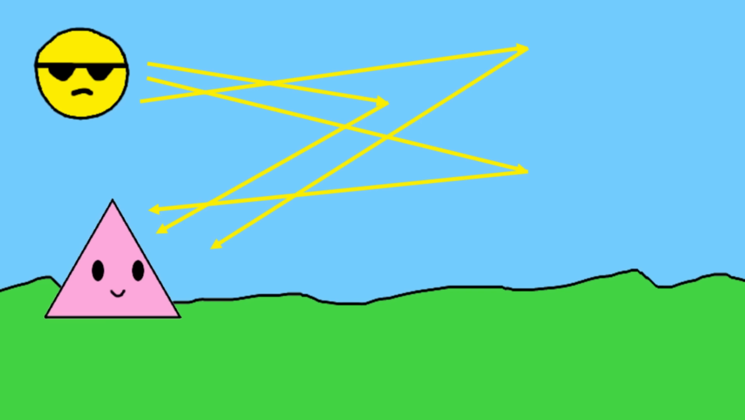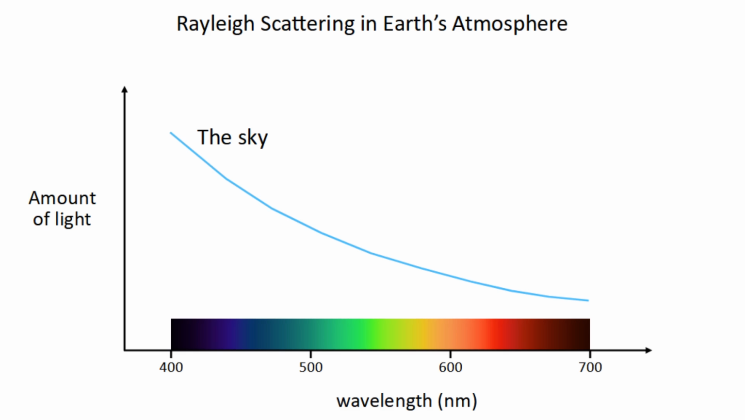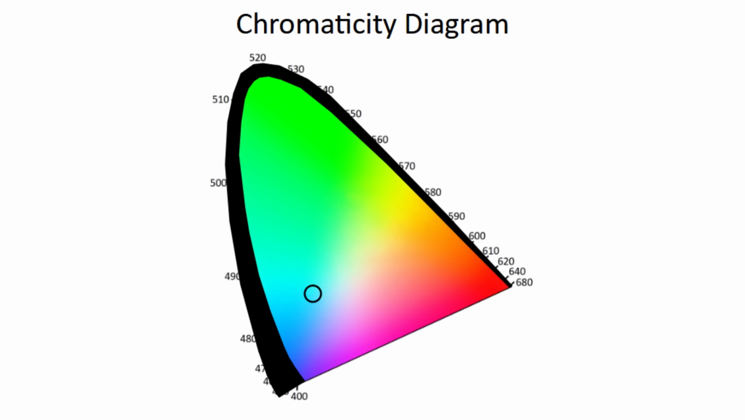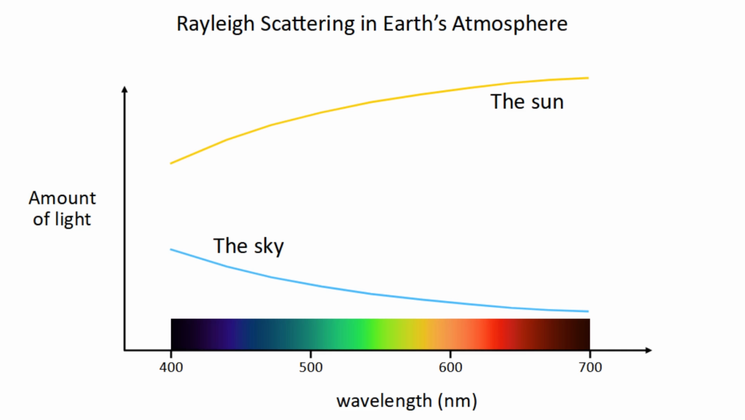Since the particles are so small, it leads to a phenomenon called Rayleigh scattering, where shorter wavelengths are reflected more often than longer ones. Because of this, the emission spectrum of the sky ends up looking like this, which ultimately results in azure. Meanwhile, the sun itself looks slightly yellow because you're seeing the light that hasn't been reflected.